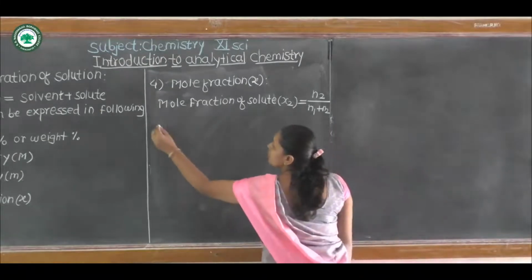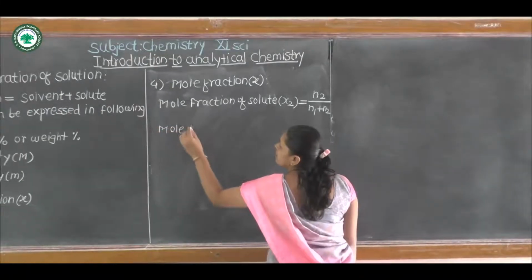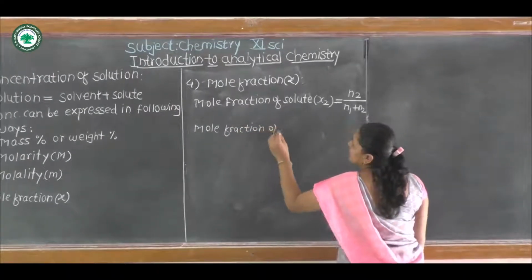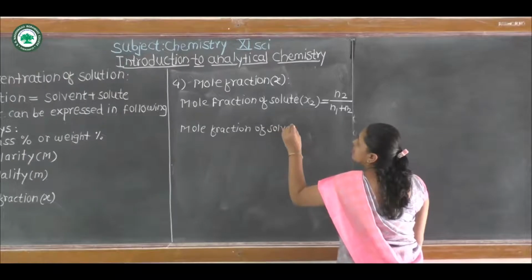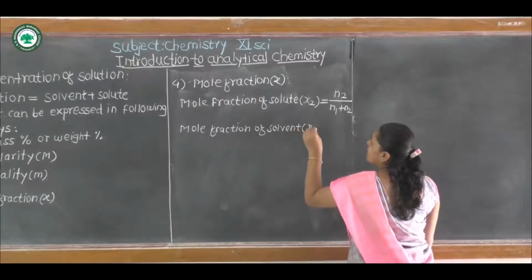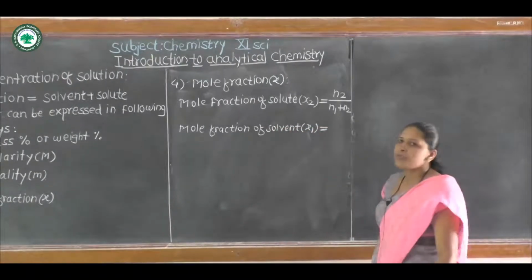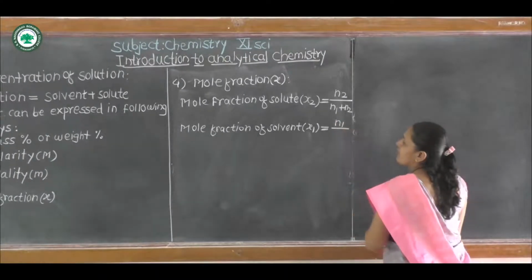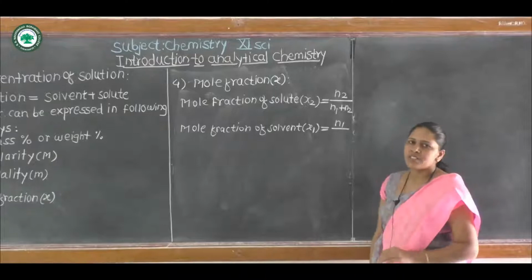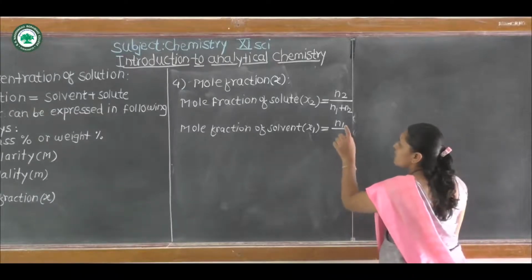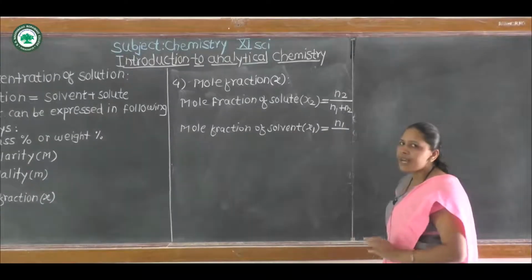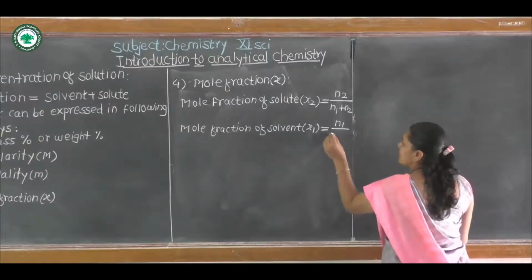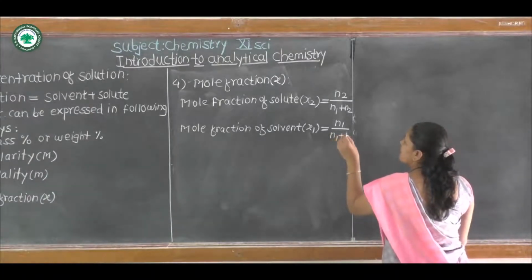Similarly, mole fraction of solvent is denoted by X1, and number of moles of solvent is denoted by N1. Therefore, its mole fraction is the ratio of number of moles of solvent divided by total number of moles of solvent and solute, that means N1 plus N2.